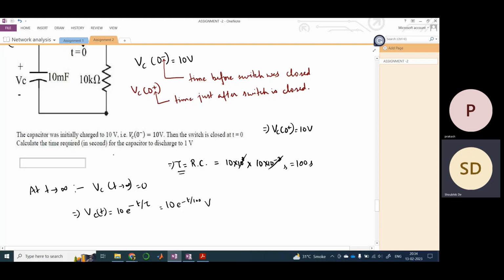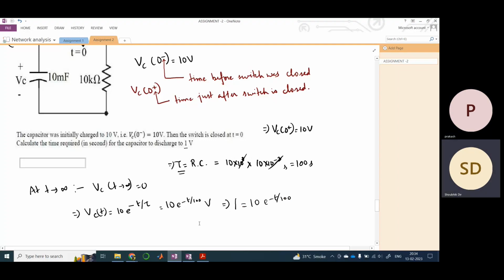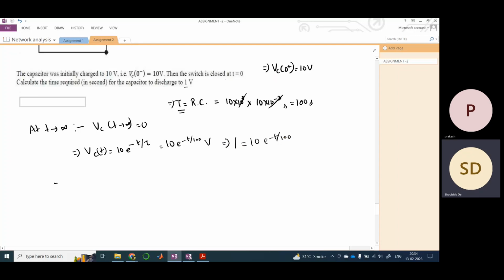Now they have told us, what is the time required for the capacitor to discharge to 1 volt? So we need to find out this time t at Vc equals to 1 volt, right? So my voltage is 1 volt, and this is 10 into e to the power minus t by 100, right? Now this is very simple, you just need to apply a logarithm. So this would be e to the power minus t by 100 equals to 1 by 10.